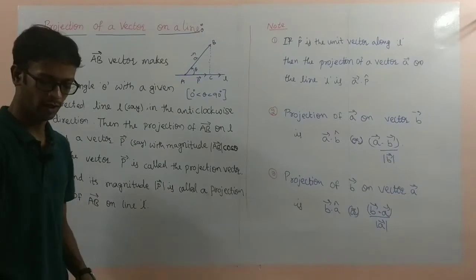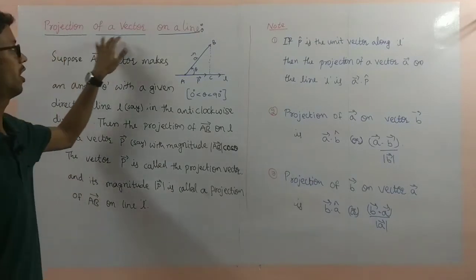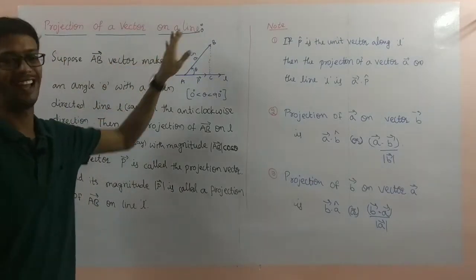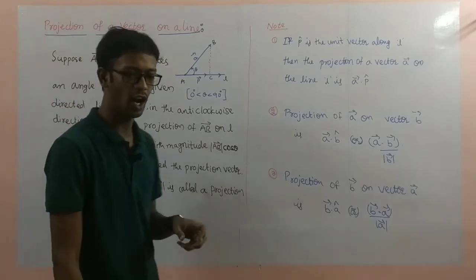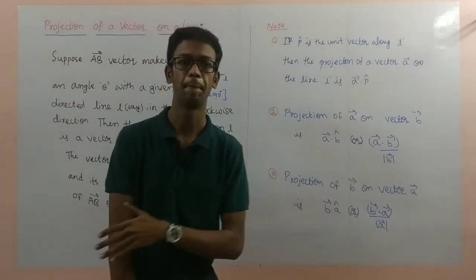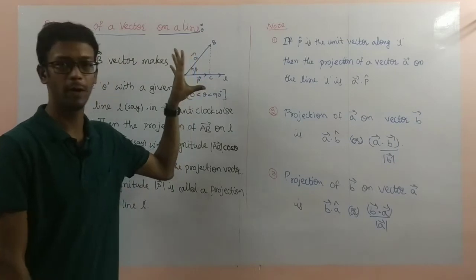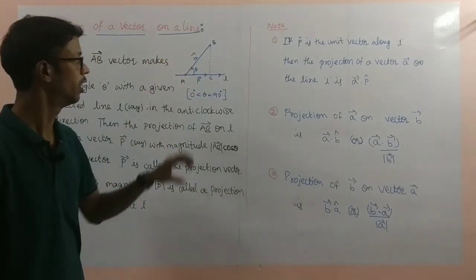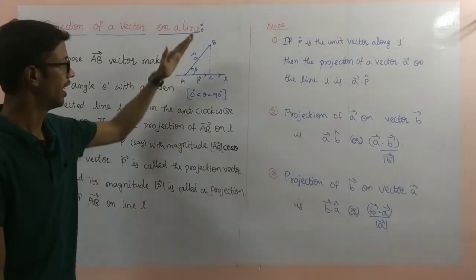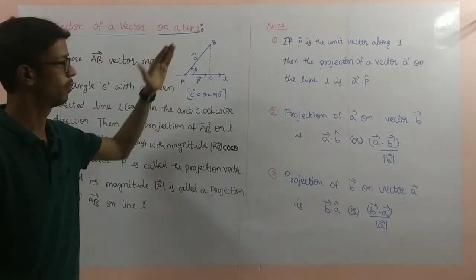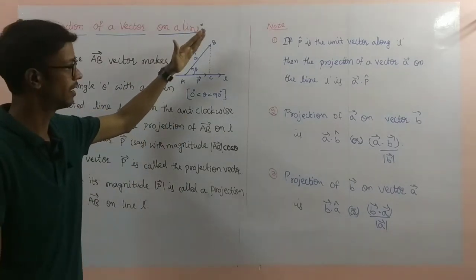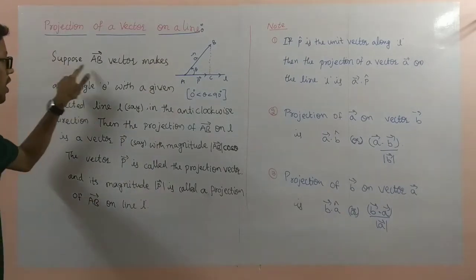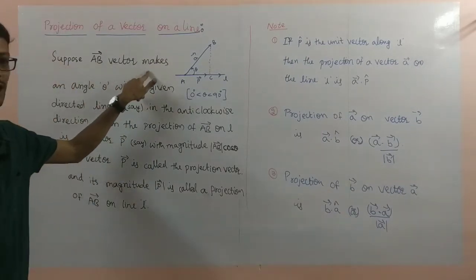Next concept is projection of a vector on a line. Here I am drawing one diagram. We can draw 4 diagrams in total, but I am taking one diagram. AB is a vector, A to B. AB bar is a vector. That is what I wrote. Suppose AB bar is a vector.